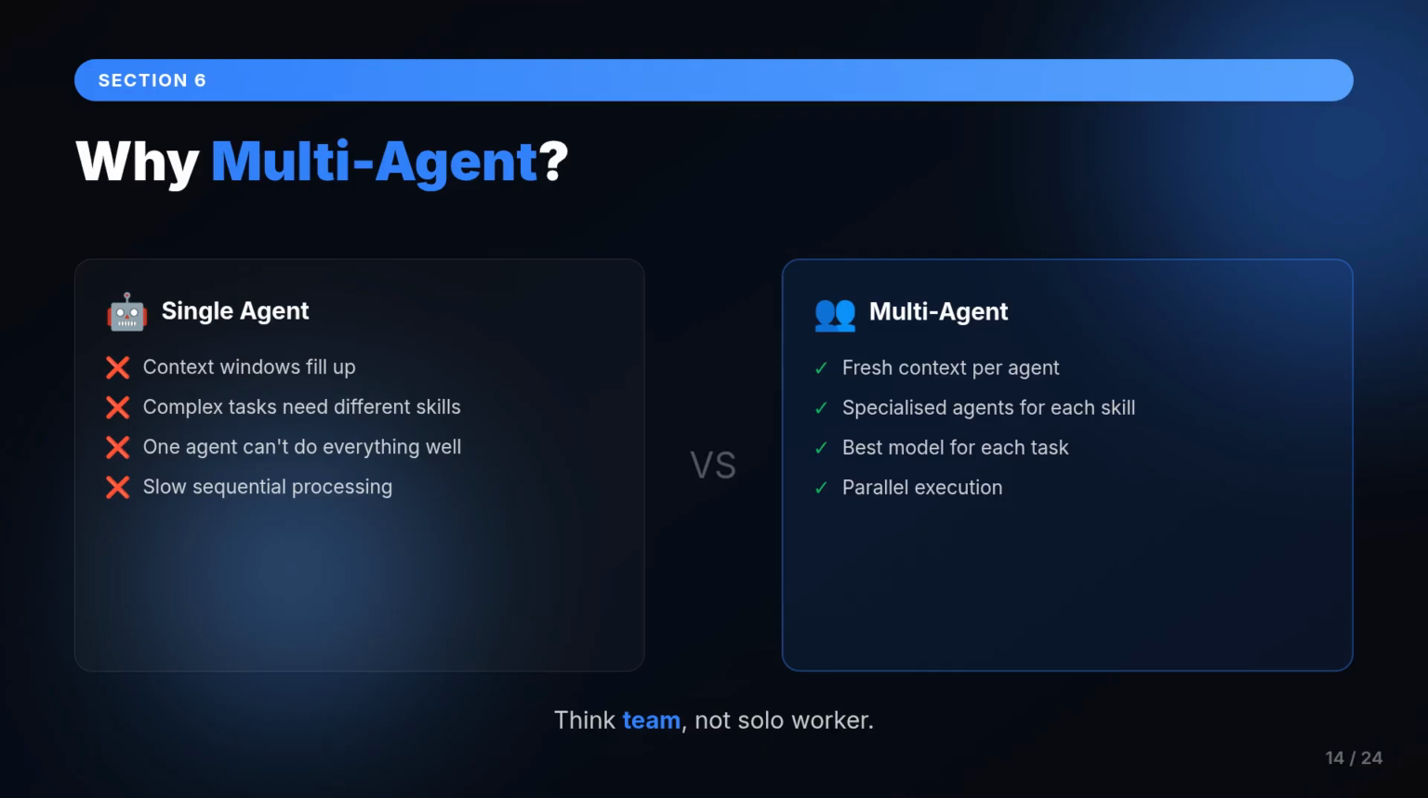But single agents hit limits. Context windows fill up. Complex tasks need different skills. One agent can't do everything well, and sequential processing is slow. Multi-agent systems solve this by dividing work across specialists. Fresh context per agent, the best model for each task. Parallel execution, think team, not solo worker.